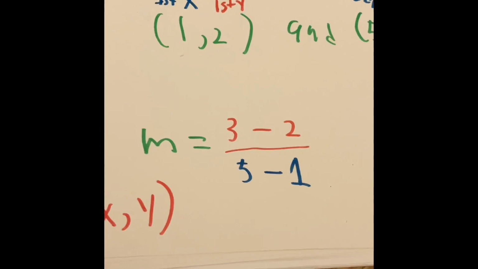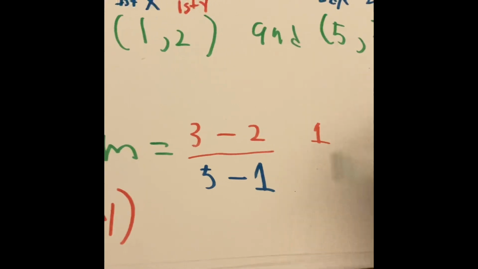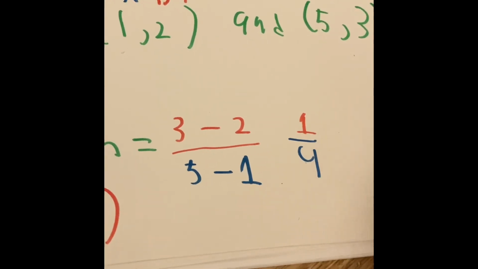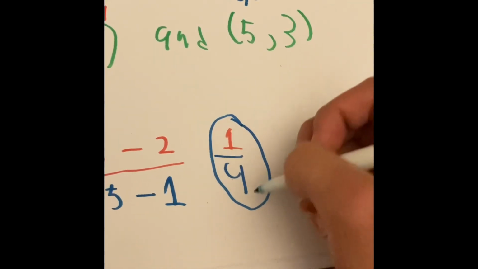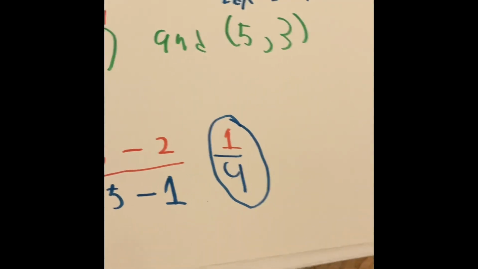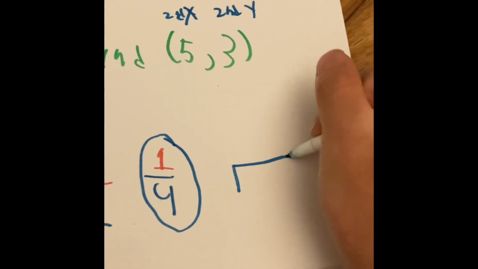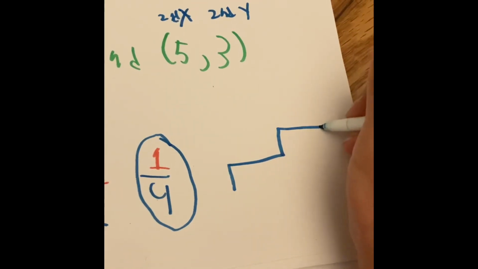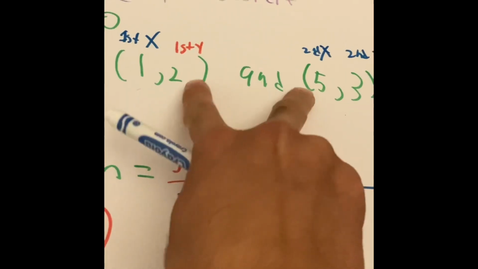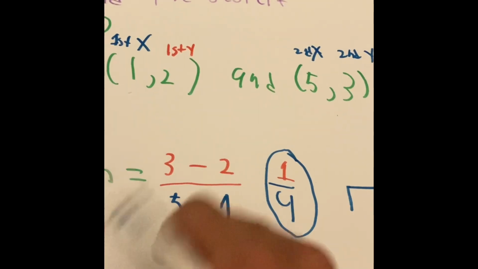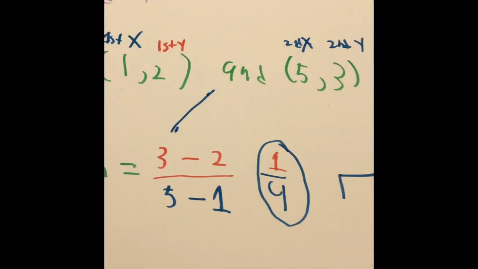So 3 minus 2 becomes 1, and 5 minus 1 becomes 4. So when you do that, your final slope is 1 over 4, or 1/4. That means you go up 1 and run by 4. 1, 4. 1, 4. If you ever try plotting these on a graph and you connect the lines between the two dots, you will get a slope of 1/4.